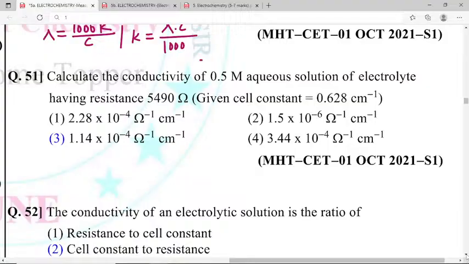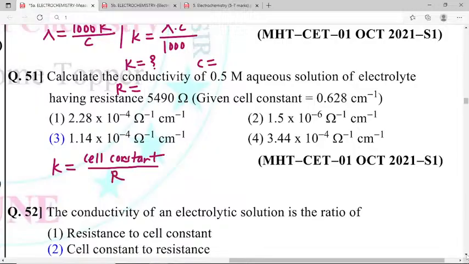Calculate the conductivity. Concentration is given, resistance is also given, and cell constant is also given. So K, the conductivity, we have to calculate. The formula is conductivity is equal to cell constant divided by resistance. We get the answer 1.14 into 10 to the power minus 4.